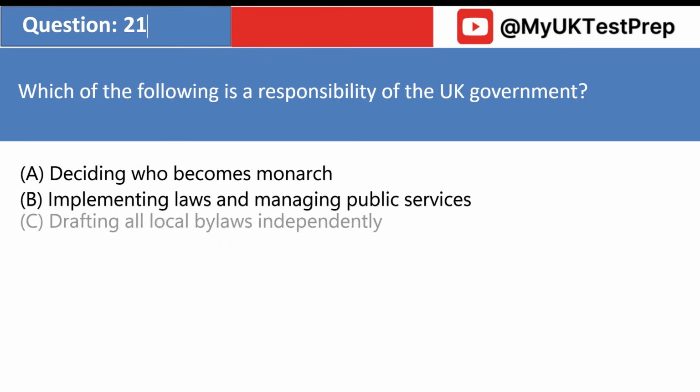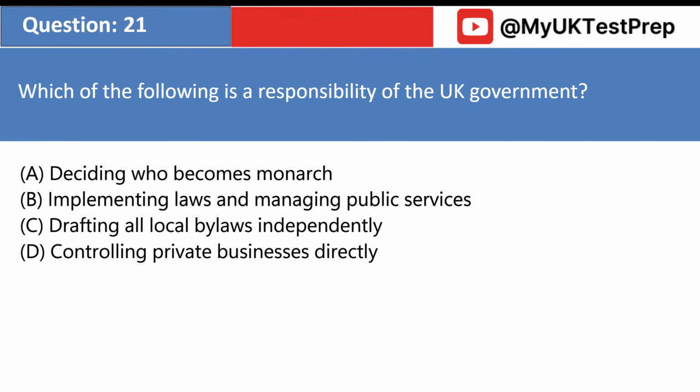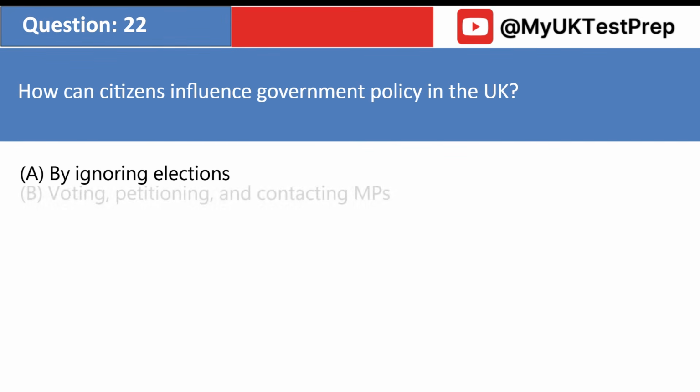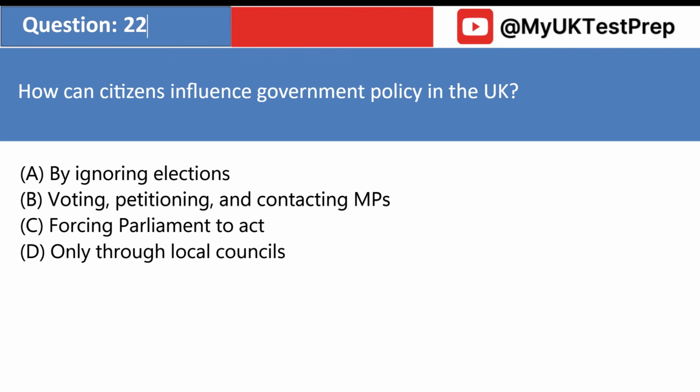Which of the following is a responsibility of the UK government? A. Deciding who becomes monarch. B. Implementing laws and managing public services. C. Drafting all local bylaws independently. D. Controlling private businesses directly. Answer: B. The government is responsible for executing laws, managing public services, and creating policies that affect daily life, under parliamentary oversight.